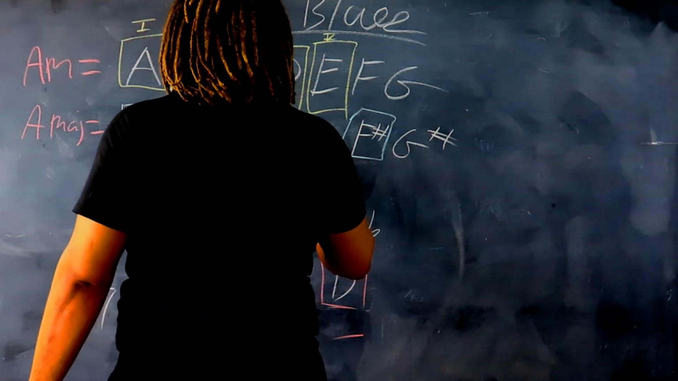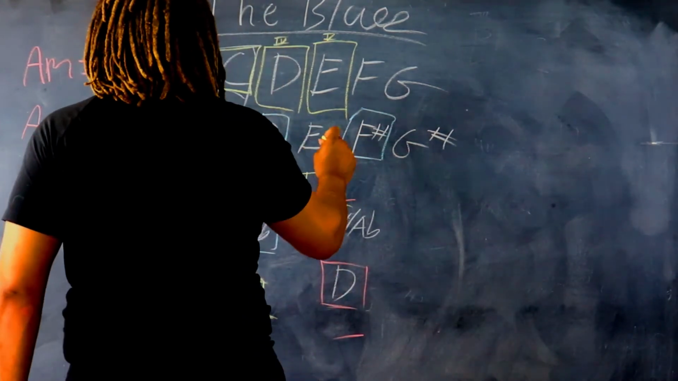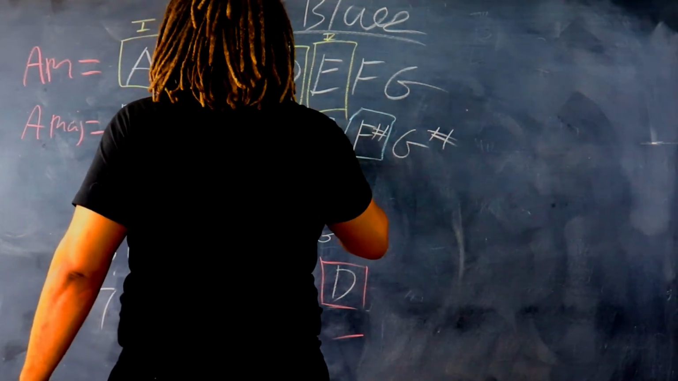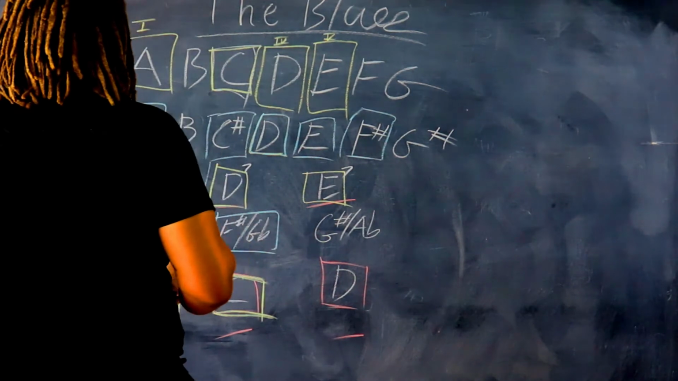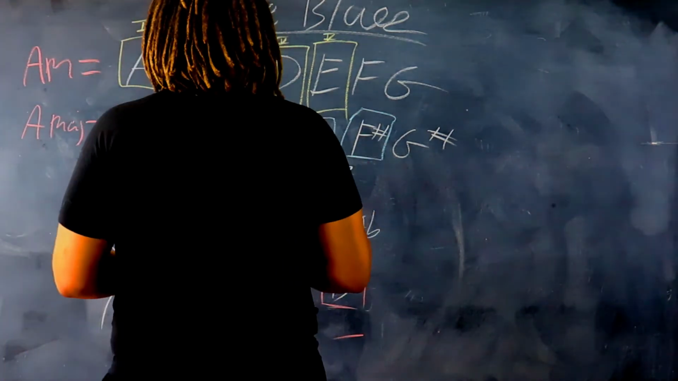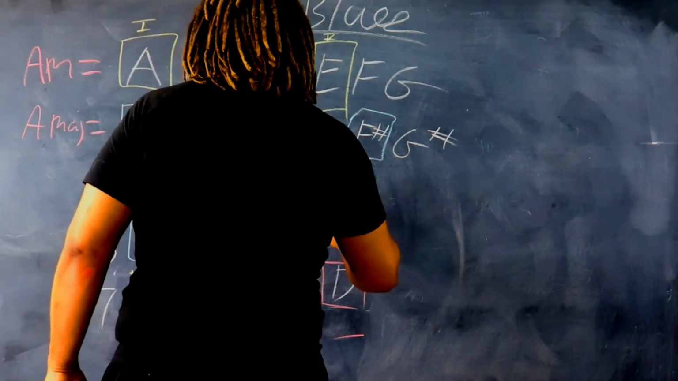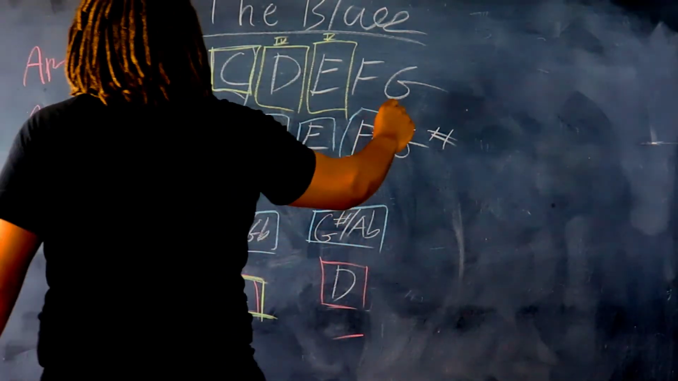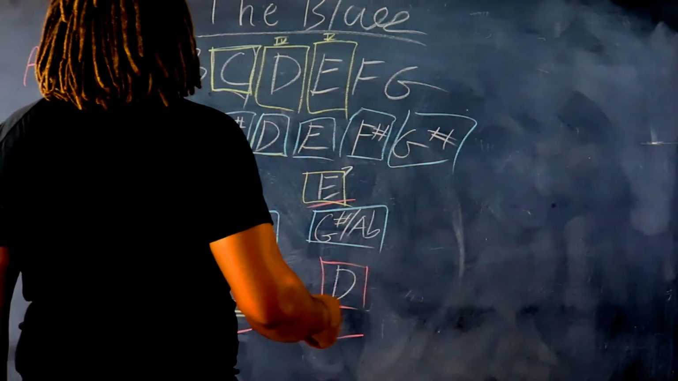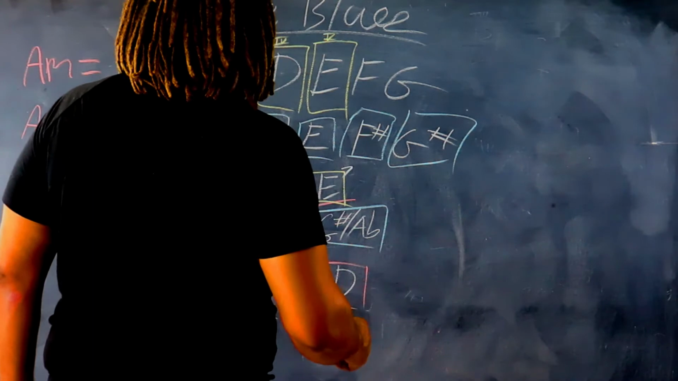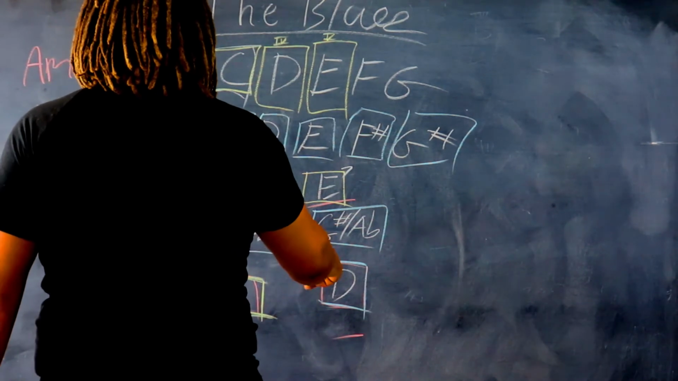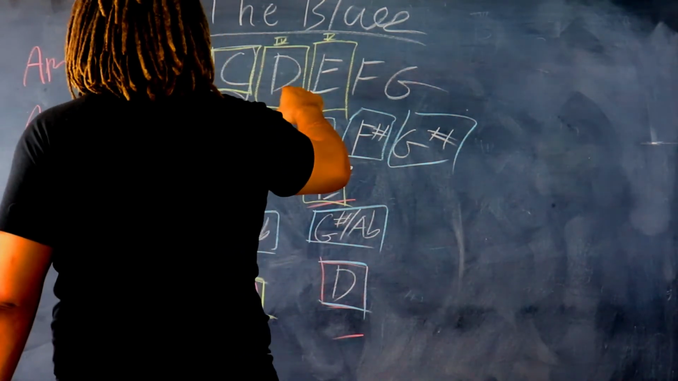Let's move on and do E. Now we see E, again, is in both places. We have an E in the A minor. We have an E in the A major. Now for the G sharp, of course, we only have a G sharp in the A major. Now for the D, where do we have a D? Oh, look, we actually have a D in both A minor and A major.